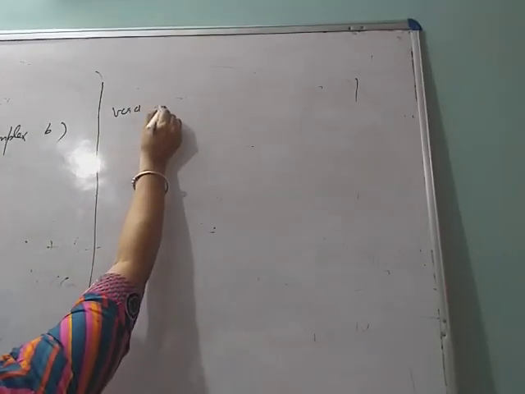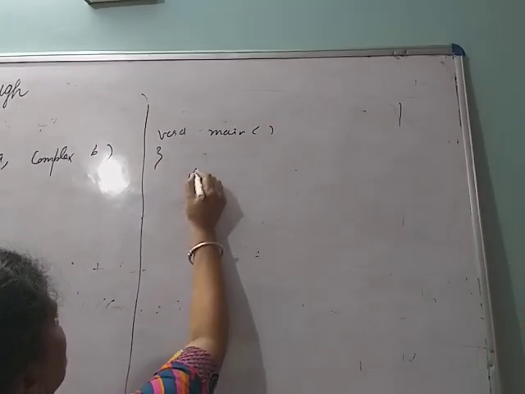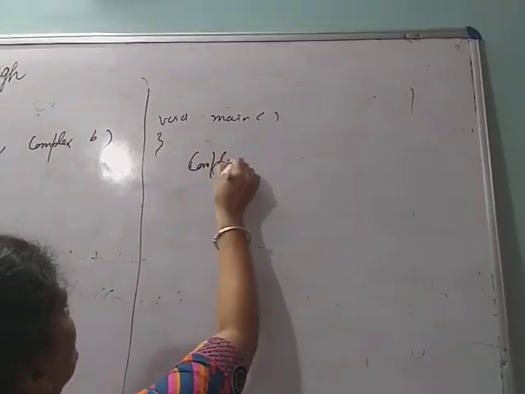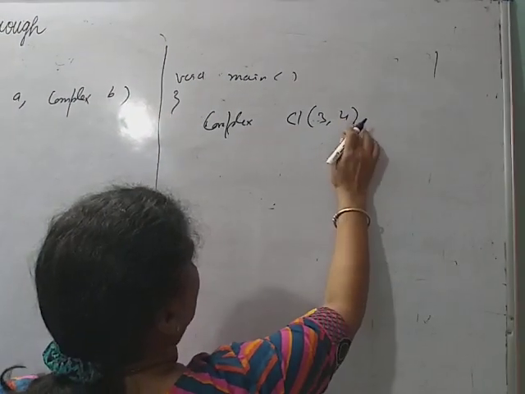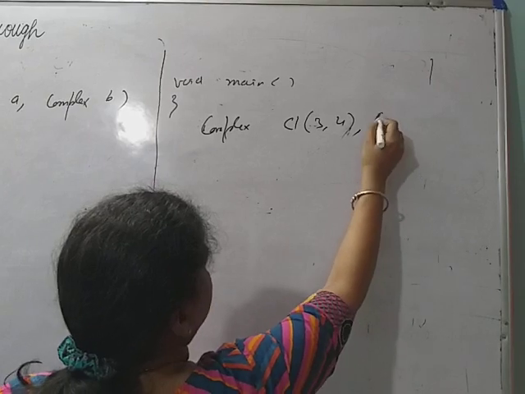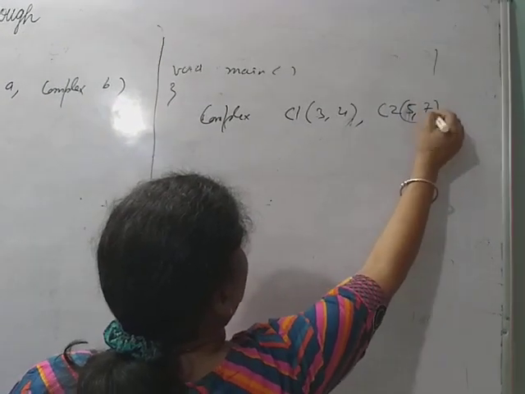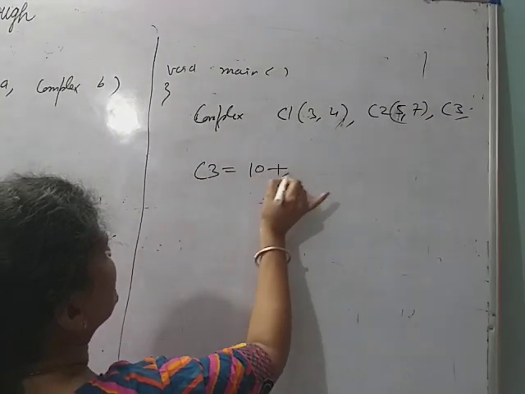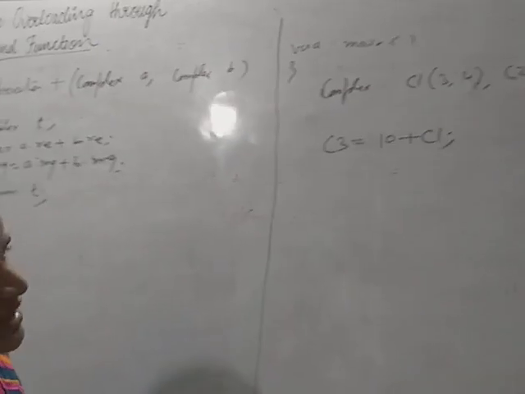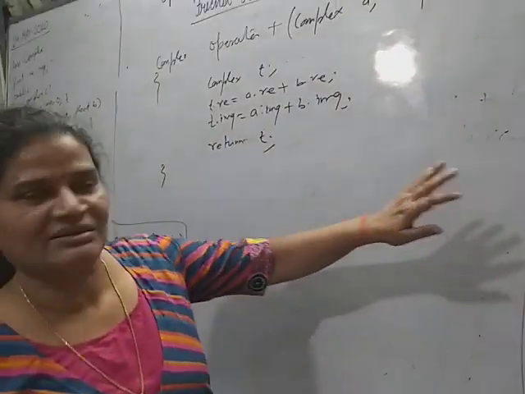void main, if we write now complex C1 3 4 and complex C2 5 and 7, and C3 equal to 10 plus C1. Now see, it's working. Now when I overload the plus operator using friend function, then it will work.